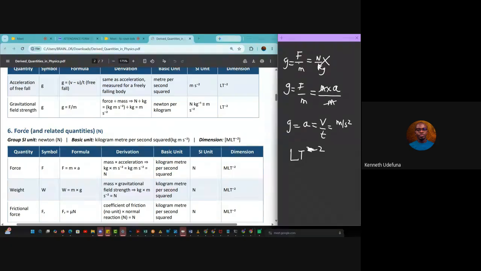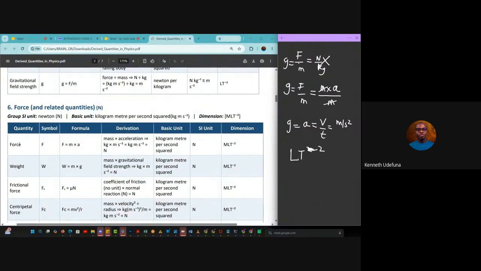Quantity number 6 says force and related quantities. And what are the members of force? Those of them that are under force. The unit of force generally is Newton. But by the time you break it down, I've already done it here. By the time you break down force, you are going to get a kilogram per meter squared.